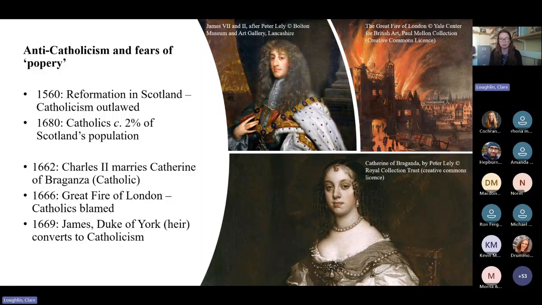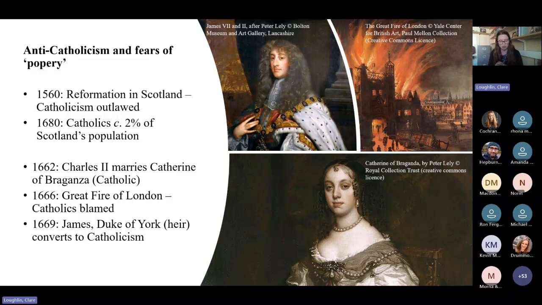Now, Scotland's Catholic population is actually very small. In 1680, it's estimated to be only about 2% of the population, so about 24,000 people. But that 2% is clustered overwhelmingly in the Highlands, the Hebrides, and the North East. Charles II was Protestant, but in 1669, James, as Duke of York, converted to Catholicism, and this was genuinely terrifying.